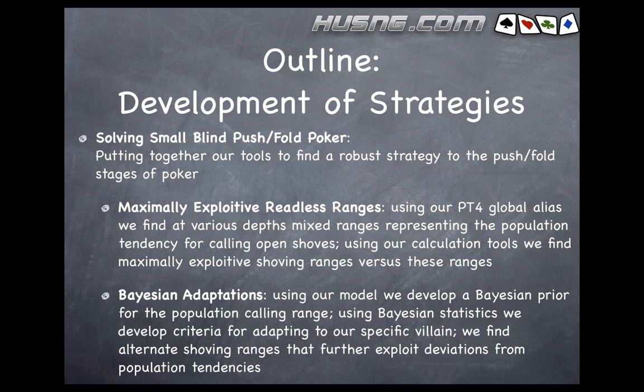Once we've done all that, we have all these tools. We have all these computational tools. We have ways of game theoretic thinking, and we have ways to model and work with population tendencies. I'm going to use all this stuff to solve a very specific, very big example, and it's going to be small blind push-fold poker. We're going to use these tools to build a robust strategy for these push-fold stages of heads-up sit-and-goes.